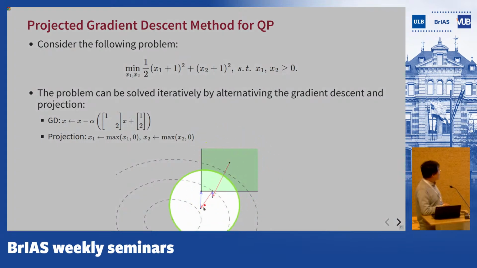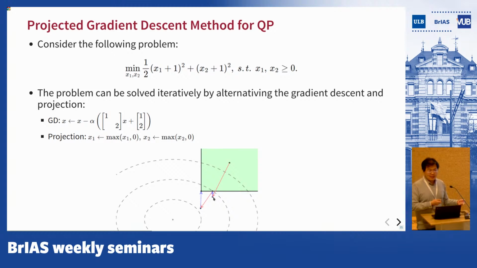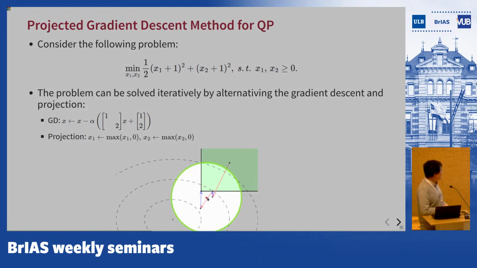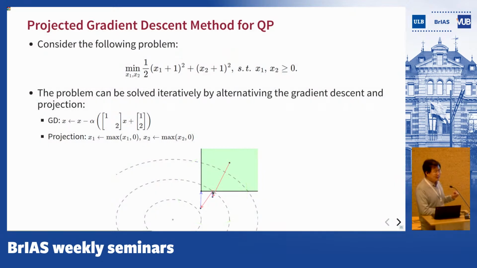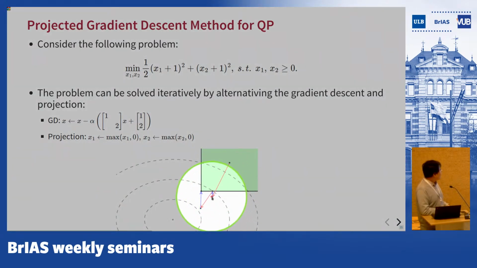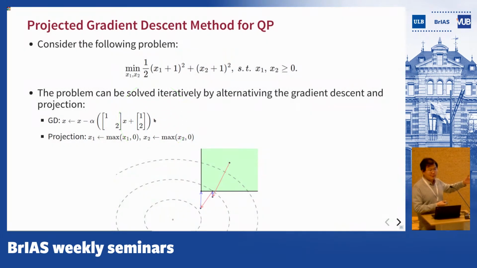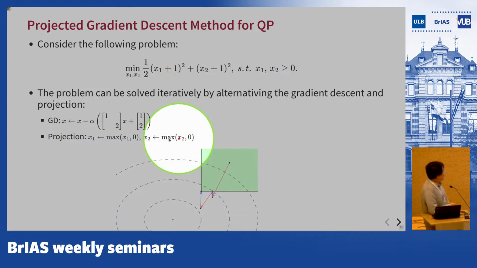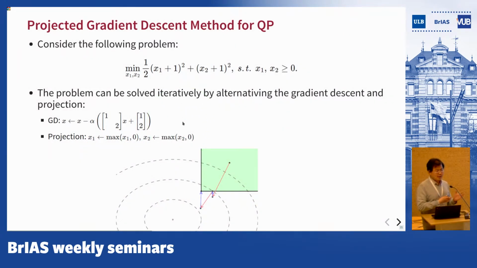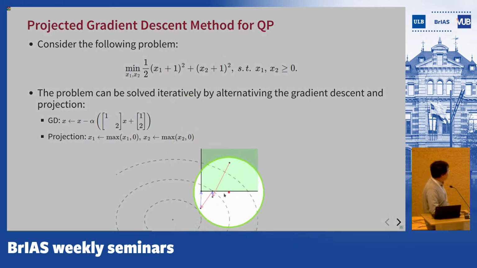So you start here, you do one gradient step, you find out that you actually exit the feasible region. At that time, you will do a projection. You say, okay, I will find a point in this feasible region that is the closest to this point after the gradient step. So you will alternate between gradient descent and projection, gradient descent and projection, and then you will converge. This is something you can prove.